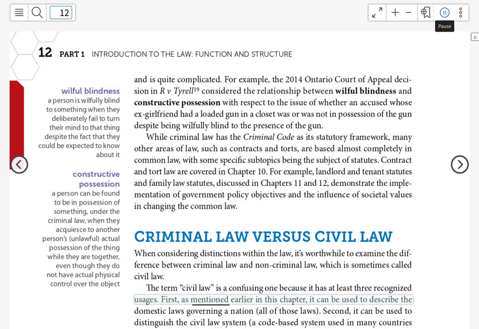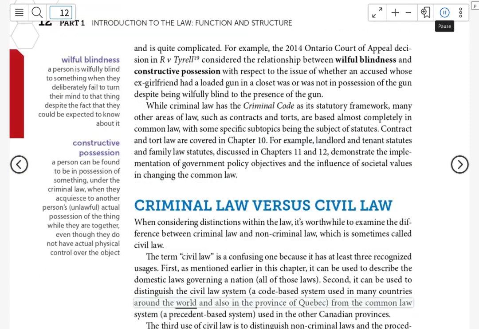First, as mentioned earlier in this chapter, it can be used to describe the domestic laws governing a nation, all of those laws. Second, it can be used to distinguish the civil law system, a code-based system used in many countries around the world and also in the province of Quebec, from the common law system, a precedent-based system, used in the other Canadian provinces.